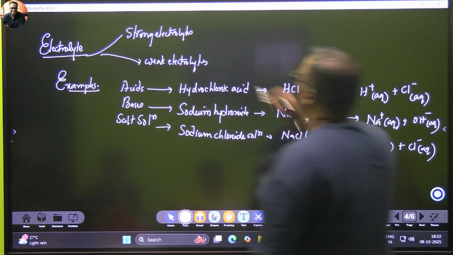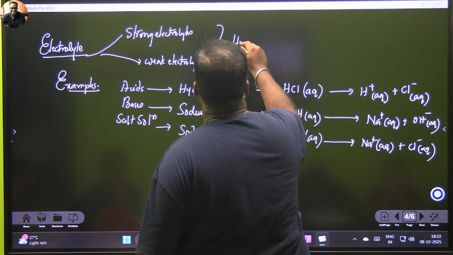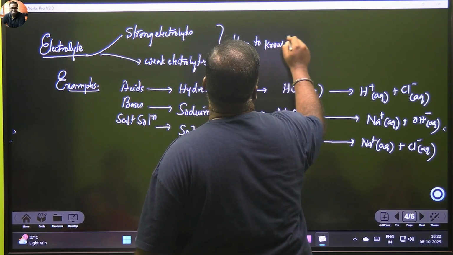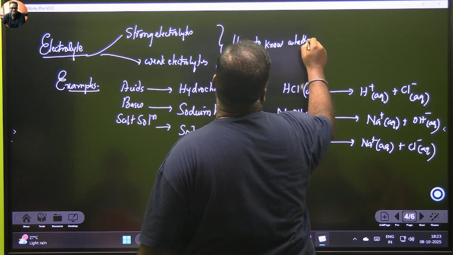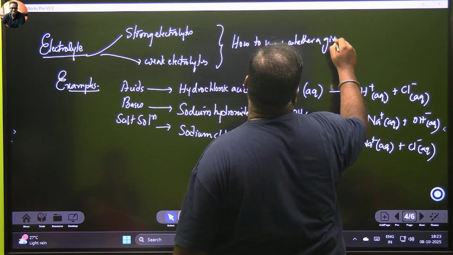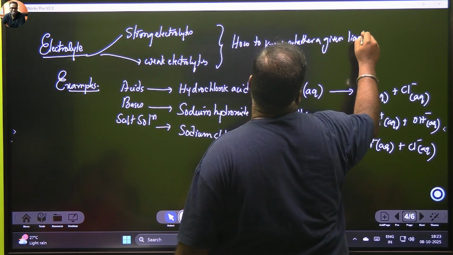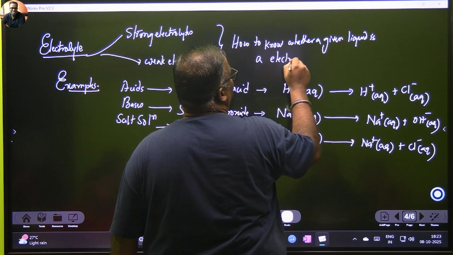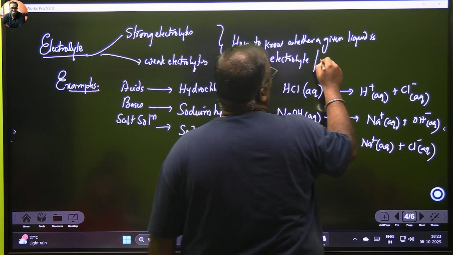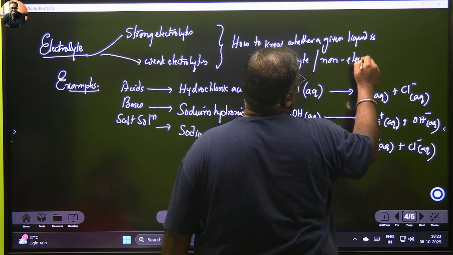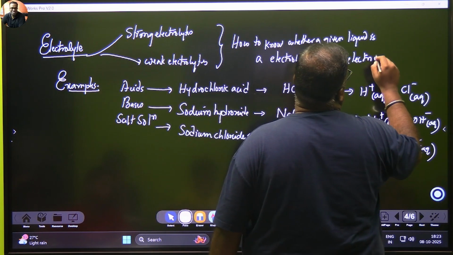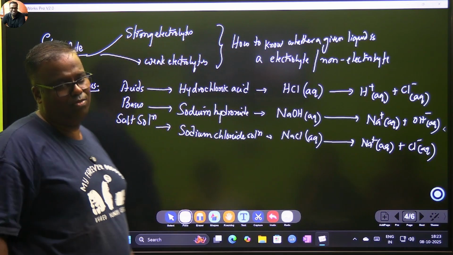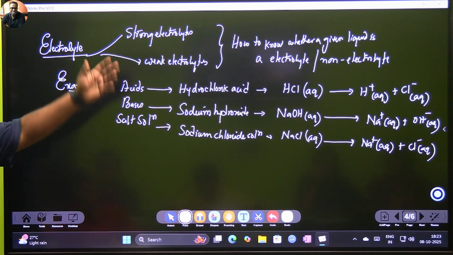So in grade 8, we try to understand how to know whether a given liquid is an electrolyte or non-electrolyte. First is this an electrolyte, and then, if it is a non-electrolyte, you don't do the next test. If it is an electrolyte, then we'll do the next test.